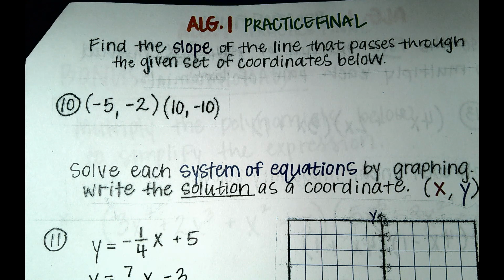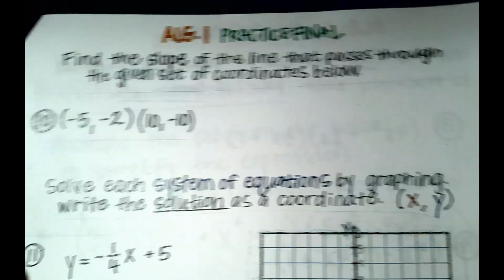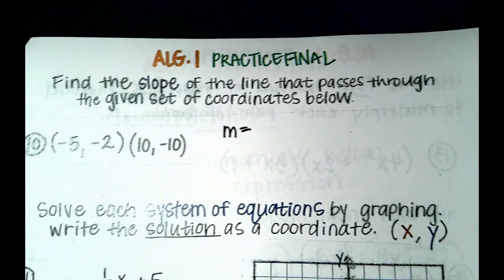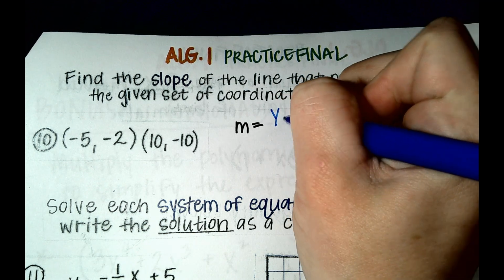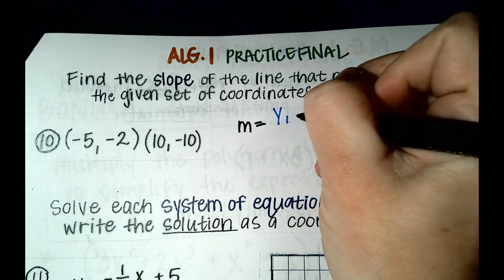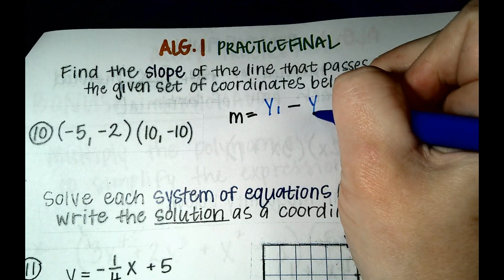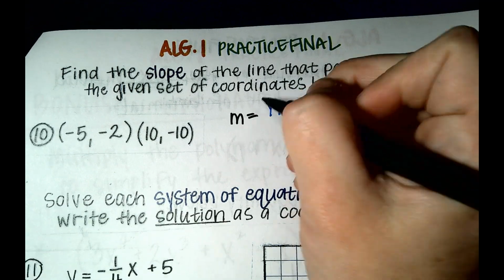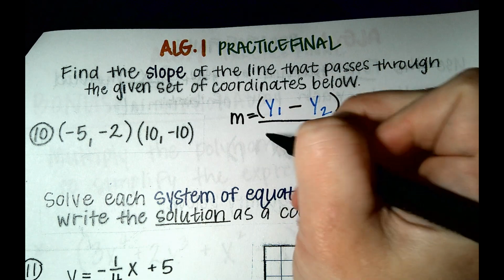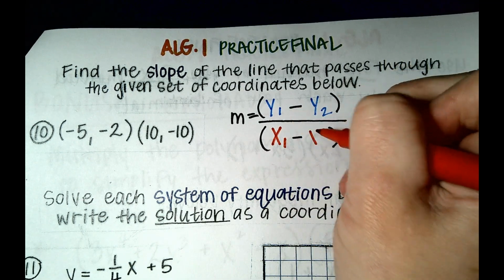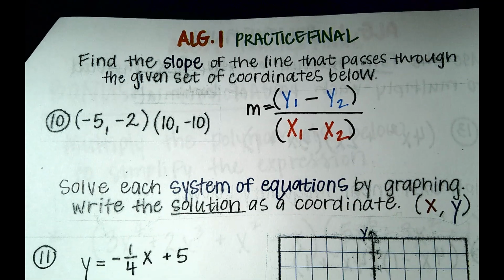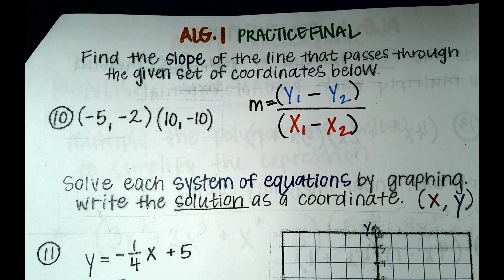To find slope from 2 points, we're going to use this formula. We have m equals, m is our slope, y1 minus y2, good. Yep, divided by, yes, x1 minus x2. Okay.